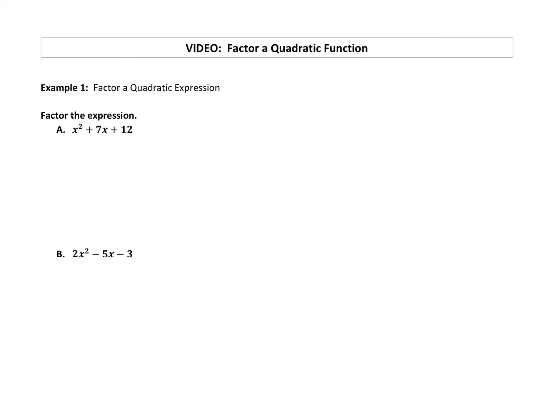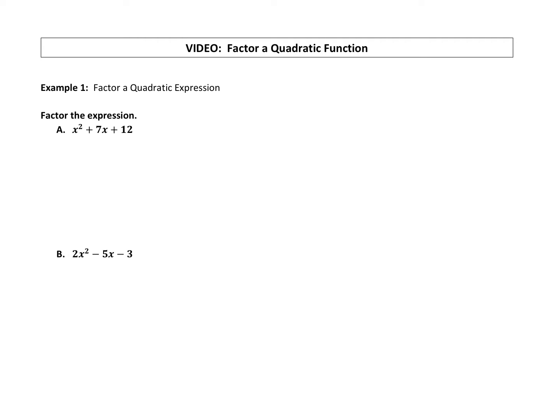All right, so we've got our first video here on factoring a quadratic expression. Parts A and B, we want to factor the expression. I hope we recognize x squared plus 7x plus 12 is your ax squared plus bx plus c, standard form of a quadratic function. Part B, same thing, ax squared plus bx plus c. We have these trinomials in standard form. When you're in standard form, you can factor the quadratic expression.